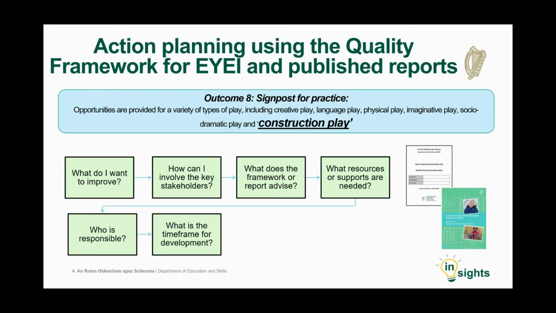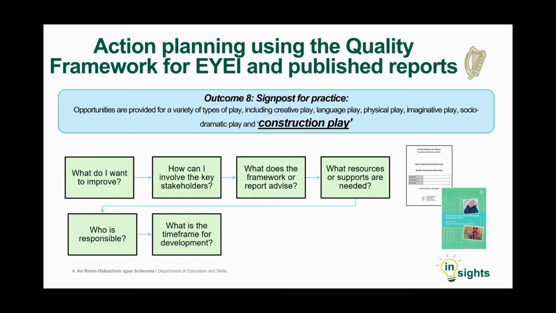This consultation will help to generate many ideas for improvement, for example, around the provision for construction play in this instance. The next step is to use the outcomes of the various consultations, reflections, and evaluations to create your action plan. If your setting has had an external inspection, the actions advised in the published report will complement your internal self-evaluation and review processes and will guide your actions towards continuing improvement. The following is an example of an action advised from an inspection report which relates to Outcome 8.